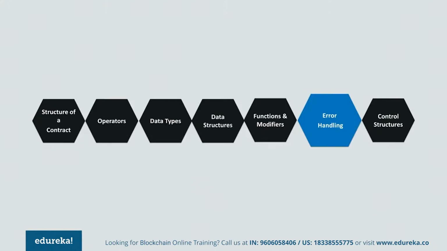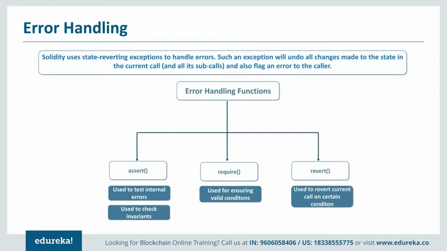Moving on, we come to error handling. Now, Solidity has a very special type of error handling. Solidity uses state reverting exceptions to handle errors. Such an exception will undo all the changes made to the state in the current call and all its subcalls, and also flag an error to the caller. The convenience functions assert and require can be used to check for conditions and throw an exception if the condition is not met. The assert function should only be used to test for internal errors and to check invariants. The require function should be used to ensure valid conditions such as inputs or contract state variables are met, or to validate return values from calls to external contracts.